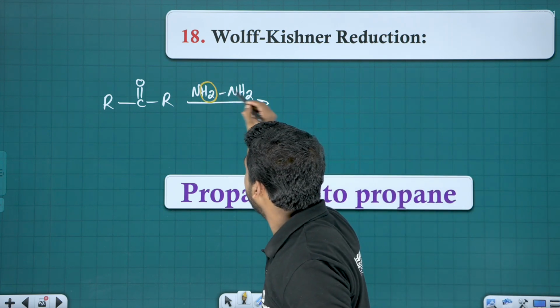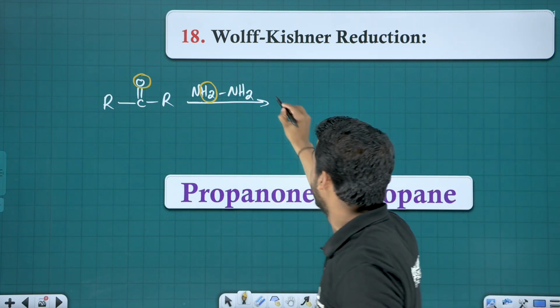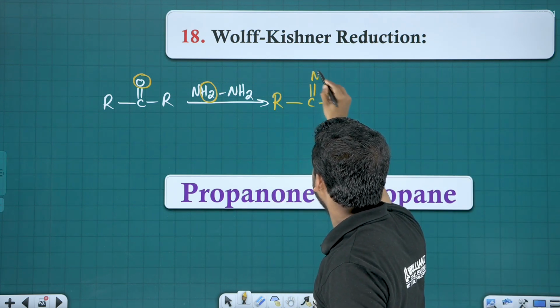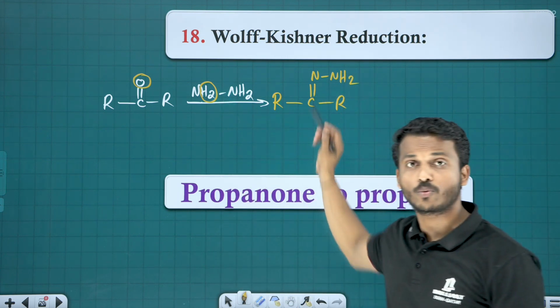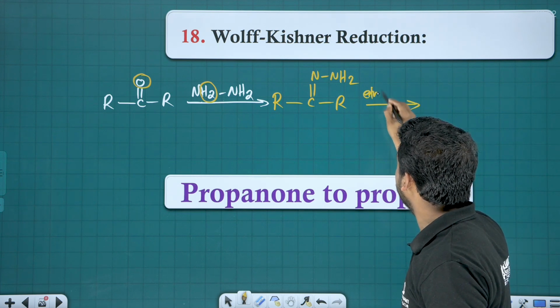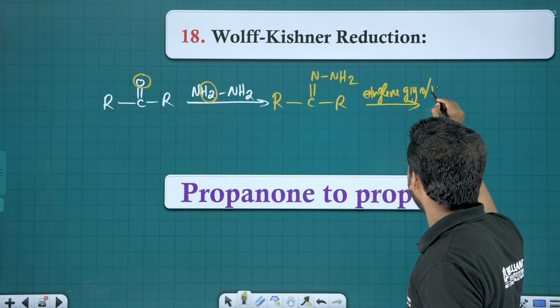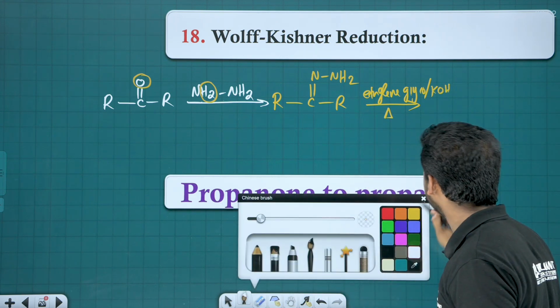Hydrazine, when you treat it, H2 and oxygen leave as H2O, goodbye. What do you get? R C R double bond N NH2. You get hydrazone. The hydrazine reacted product, what do we call? Hydrazone. Next, we will treat with ethylene glycol, KOH and heat.